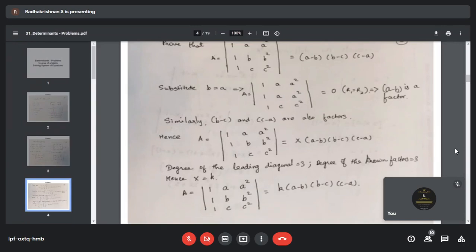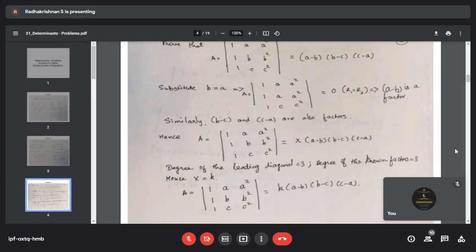Sir, we should take small numbers and substitute them, like A equal to 0, B equal to 1, C equal to 2. Exactly. So student, please work it out and tell me what is the value of K. Sir, K equal to 1. K equal to 1 you are getting. Okay. Yeah, that's correct.